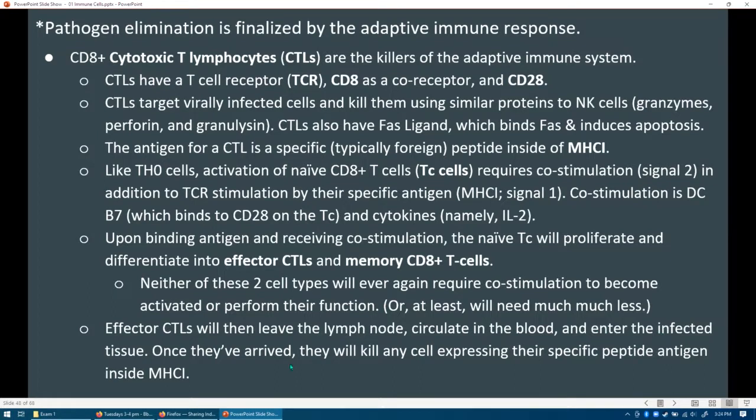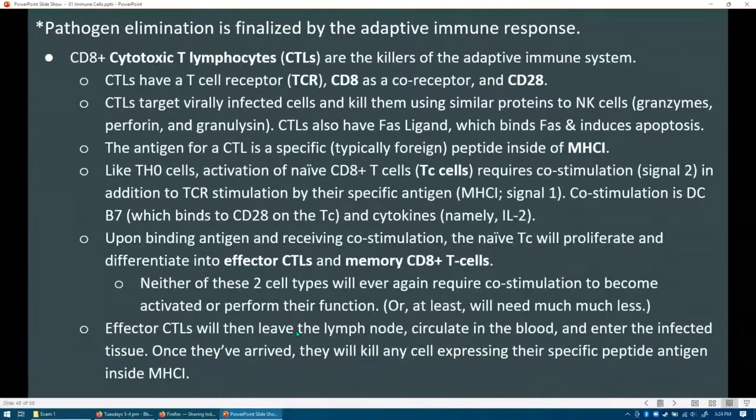Because once they get to the tissue, they're going to survey all of the cells for MHC1 with their specific peptide. And they will kill any cell that is expressing their specific peptide antigen inside of an MHC1 molecule. That is a signal that the cell has been infected with the virus. Okay? If it's got MHC1 loaded with a viral peptide on its surface, that is a signal to the CTL that this is a cell that's infected with a virus.